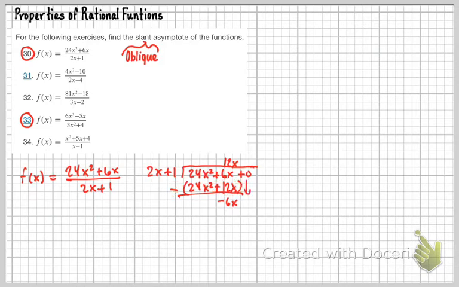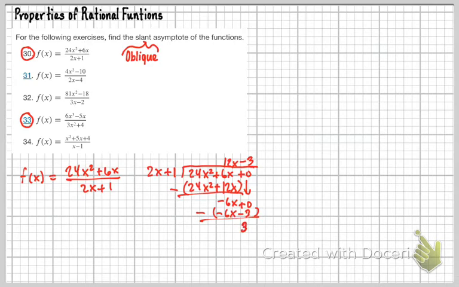And I bring down the next thing, the plus 0. So now what am I going to multiply 2x by to get negative 6x? So I'm going to say minus 3. So that's going to be negative 6x minus 3. And I'm going to take that whole thing and subtract it. So those go away. And minus a negative 3 is really adding 3, so that's going to be a positive 3. So that's my remainder.